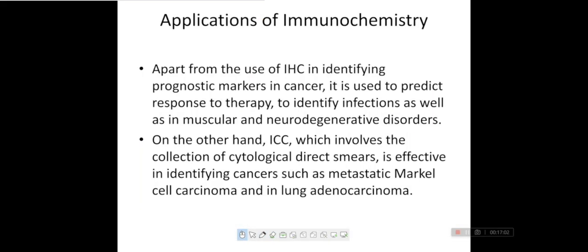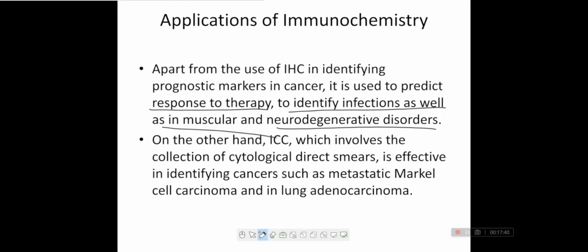Now, what are the applications of immunohistochemistry? Apart from the use of immunohistochemistry in identifying a prognostic marker in cancer, it is used to predict response to therapy. It is used to know the response to therapy, to identify infection as well as in muscular and neurodegenerative disorders.